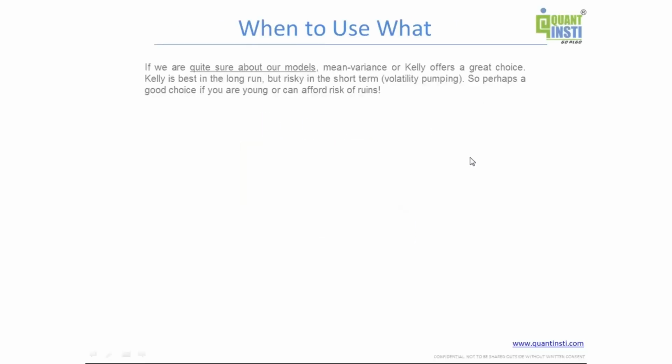If you're very sure about the models, then the mean variance and the Kelly are good candidates. So here you are trying to make a balance between the risk and the returns. Kelly is probably, as we've seen, good for someone who can take a hit for the upside of long-term superiority. And mean variance is a bit more moderate. So any of this, depending on your risk appetite, can be a good choice for you.